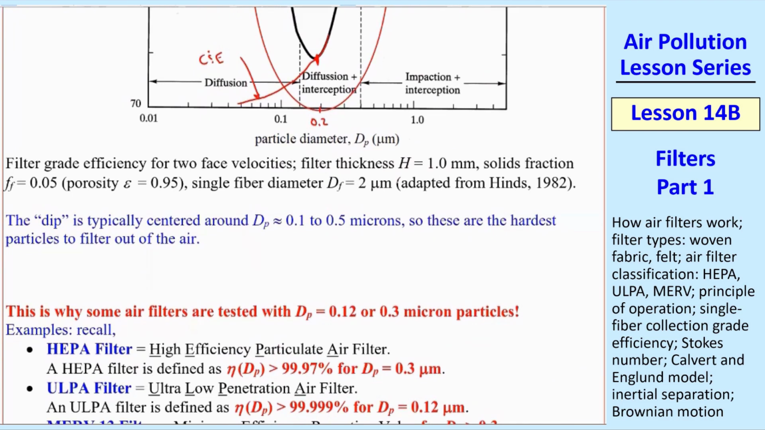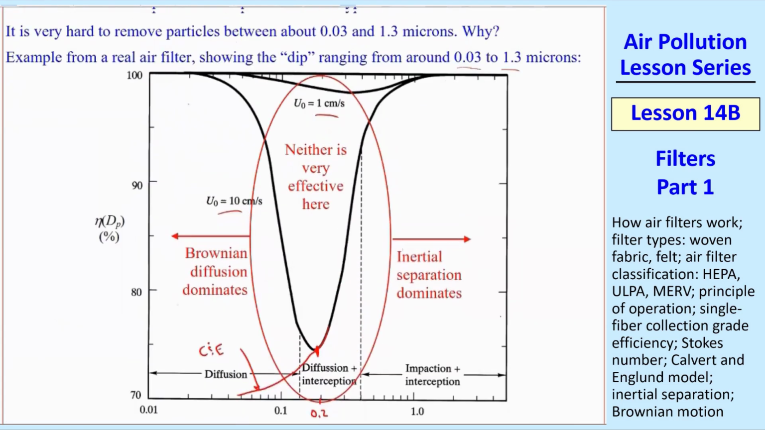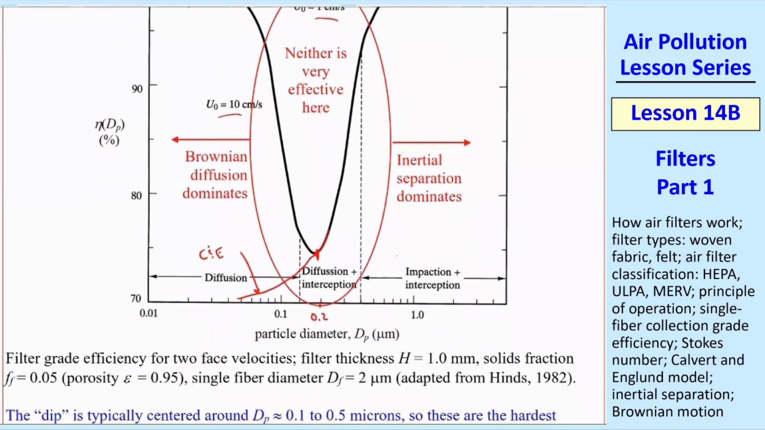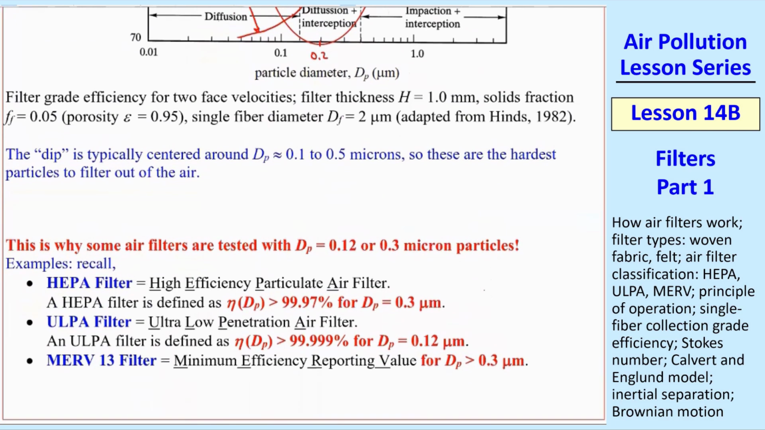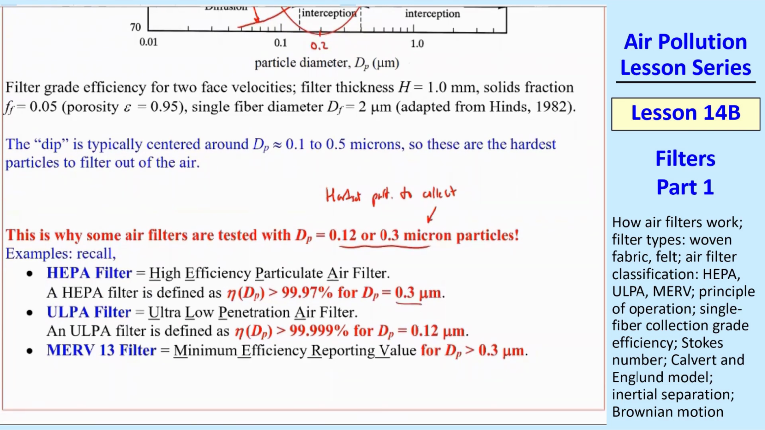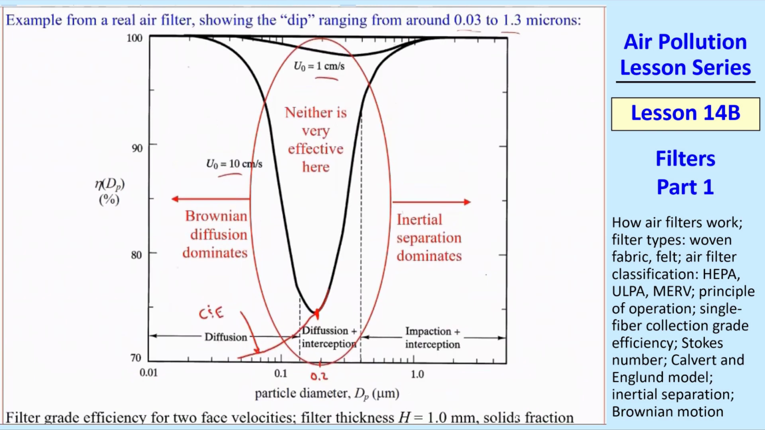And so that's why air filters are tested with 0.12 or 0.3 microns, since this is where the dip occurs. So 0.12 has been picked as a standard, and 0.3, which is near that dip. These are the hardest particles to collect in that range. So that's why HEPA filters use 0.3 microns. ULPA filters use 0.12 microns as their particle, because for this very reason that those are the hardest ones to collect.